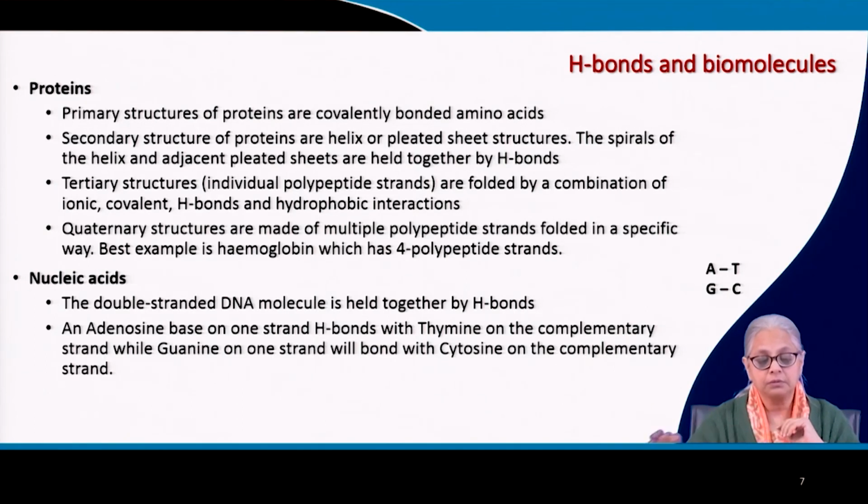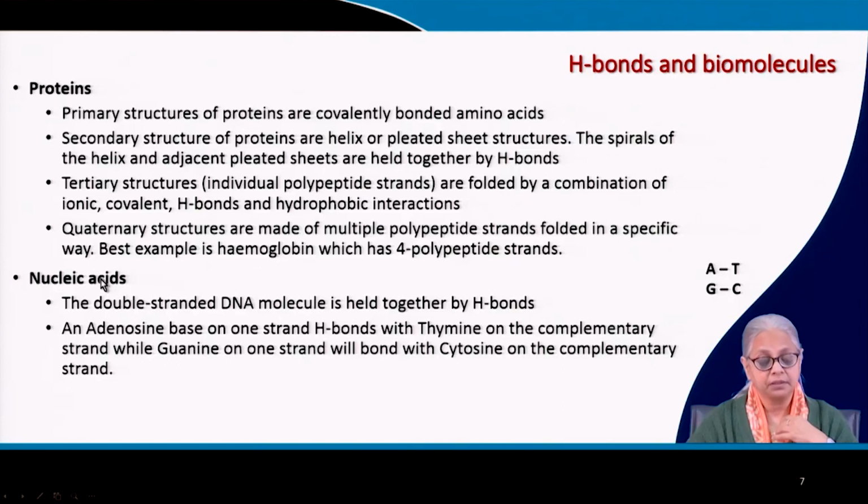So the entire bioactivity of a protein is associated with any one of these levels of structures: secondary, tertiary and quaternary structures. And in all of them you will find that the weak interactions, hydrogen bonds, van der Waals forces, all of them are important.